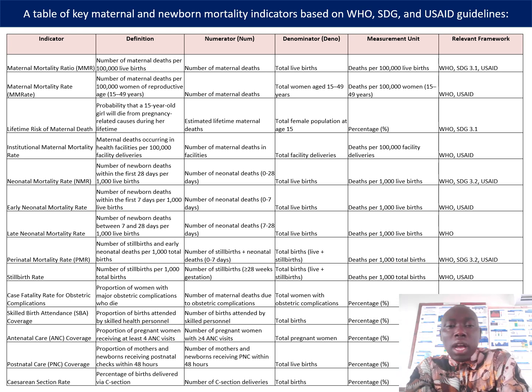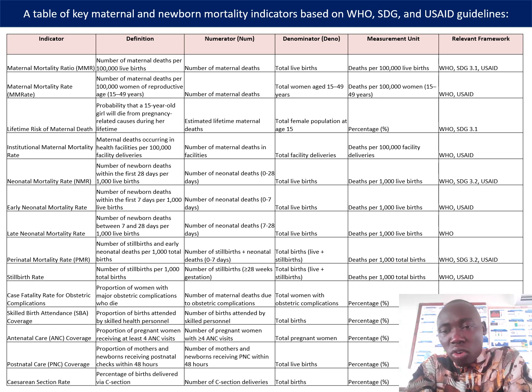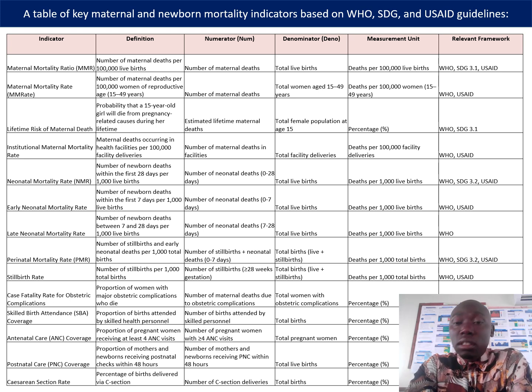How is it measured? We measure this indicator using deaths per 100,000 live births. You'll get it from the WHO, SDG, and USAID guidelines; this one falls in all of them. In the next slide, we're going to focus more on maternal mortality ratio, and I'm going to give you the breakdown. Why is this per 100,000 live births?